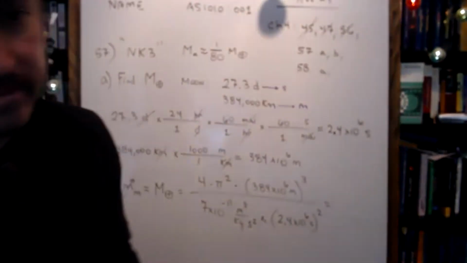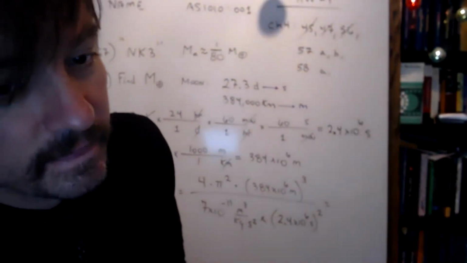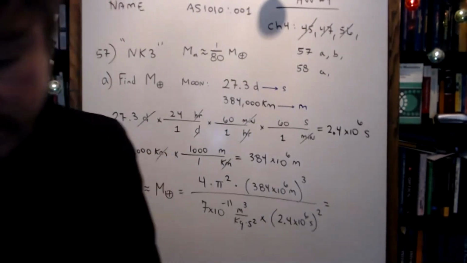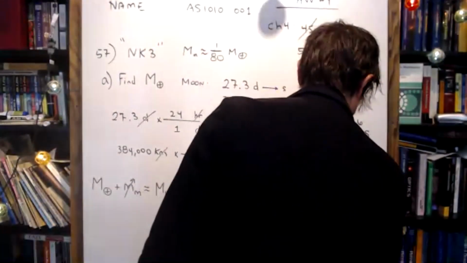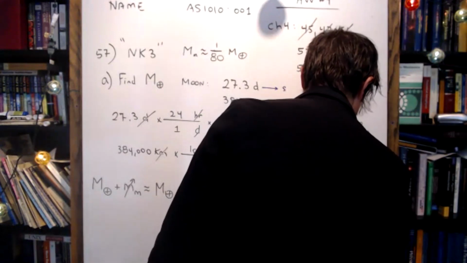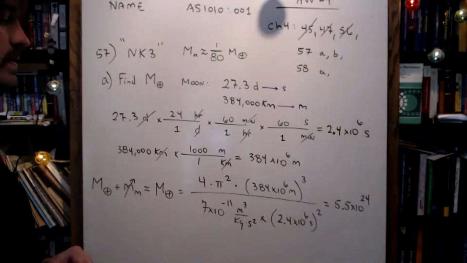All right. So what do I round my answer to? Give me 2 sig figs. 5.5 times 10 to the 24th. Units? Seconds. Oh, wait. Are we finding the mass? Yeah.